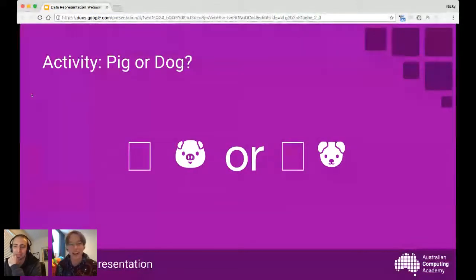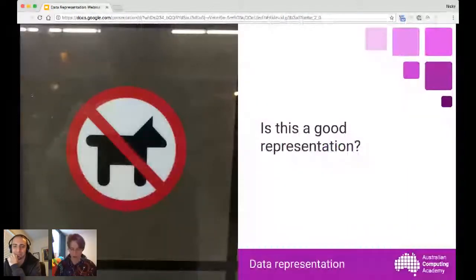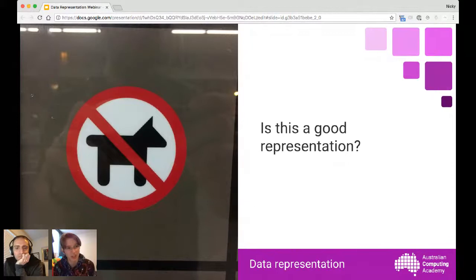We'll keep going. All right, so in the meantime, while you're preparing your representations, we're going to talk about some good representations and some bad representations. So this is a no. I think it's very clearly a no Trojan horse representation is what's trying to be conveyed here.